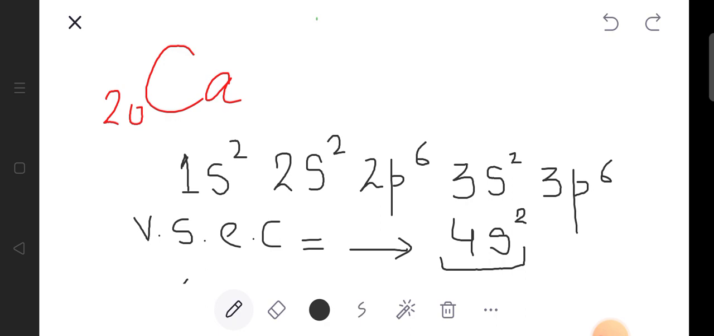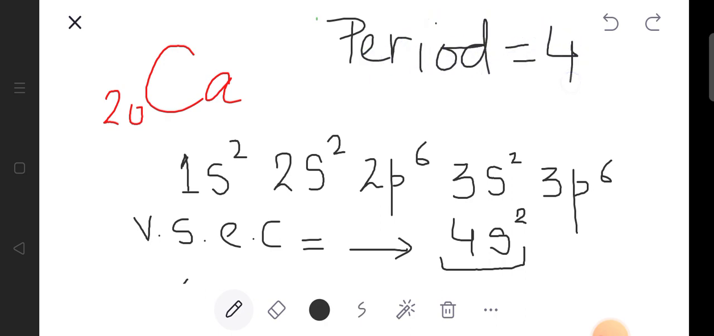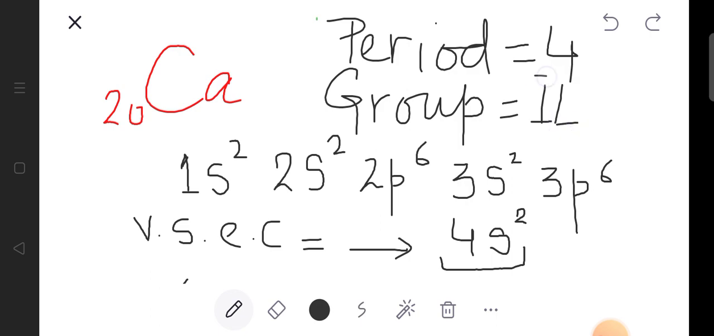The last or the valence shell is the fourth, so the period number of calcium is 4, because the period number is equal to the number of shells that are present in any atom, and the group number of calcium is 2. The group number must be written in capital Roman numerals only, and A stands for the A block element. 2, why 2? Because there are 2 electrons in the valence shell.